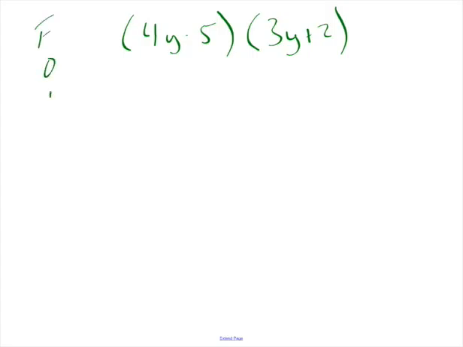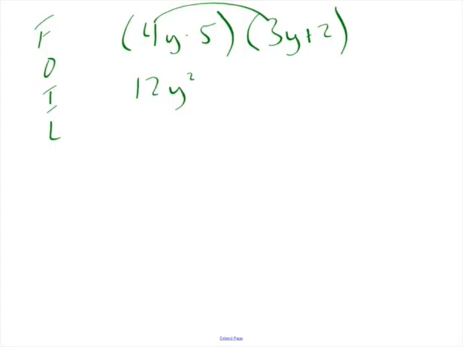Let's go 4y minus 5, 3y plus 2. So this time there's coefficients in front of both of these variables, but you still do it exactly the same. First, outer, inner, and last. So here's our first terms are going to give us 12y squared. Positive 4y times positive 3y would give you positive 12y squared.